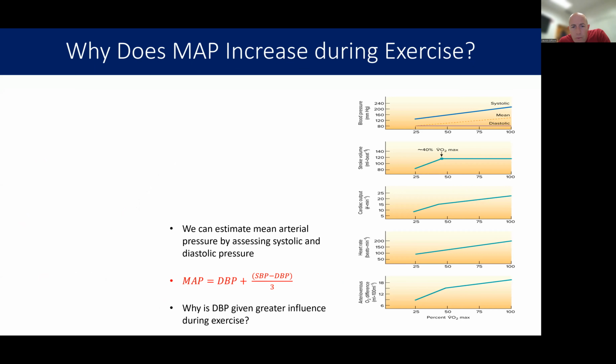So here's an example of what's going on. This comes straight from the textbook with blood pressure, stroke volume, and all that during exercise. If you're looking up here, your average systolic pressure is going to go up linearly with exercise intensity, more or less. Diastolic doesn't change all that much. It might go up a little bit, and in a lot of cases will go down. Because of that, on average, blood pressure goes up a bit.